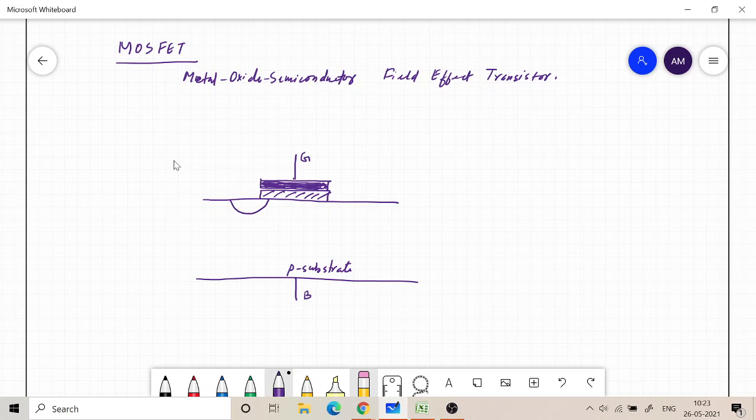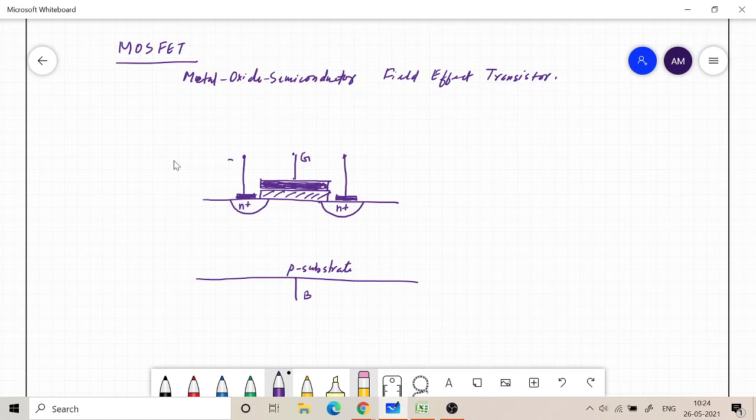Okay, so N plus regions are usually fabricated like this. So this is an N plus region, and again there is going to be some metal connecting to this N plus region to take the terminal. Similarly here also, so it is just to take the terminal out. We always take terminal out by making some metallic contact with the N plus region.